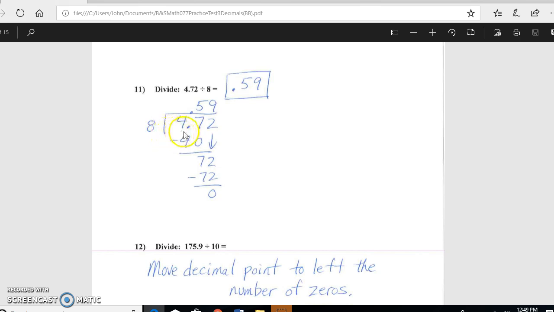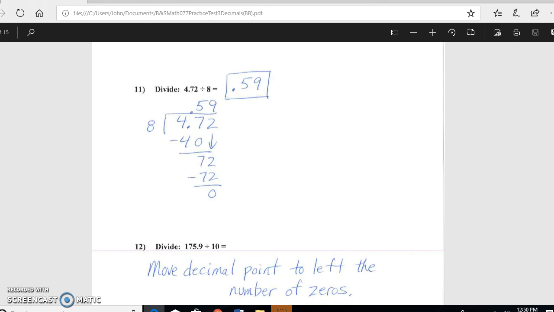Now 8 fits into 47 5 times. And 5 times 8 is 40. And so I'm going to subtract the 40, and I have 7. Then I pull down my next digit to the right, which is the 2, and I repeat the process. I ask how many times does 8 fit into 72, and the answer is 9 times. 9 times 8 gives me 72, and I have a remainder of 0. So my answer is 0.59 or 59 hundredths.